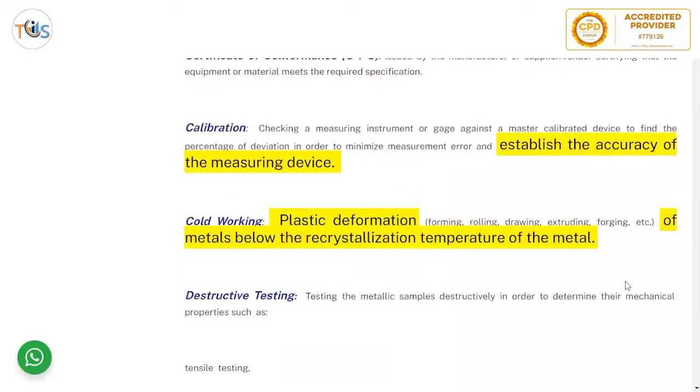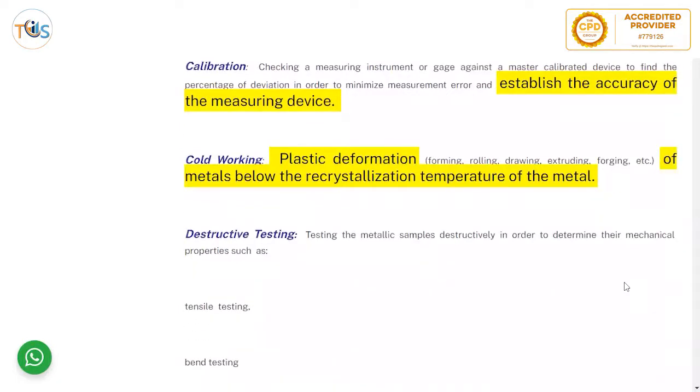Certificate of conformance: issued by the manufacturer or supplier certifying that the equipment or material meets the required specification. For example, it might be a material report, or it might be the whole vessel. It is built according to ASME Section 8, ASME U stamp, or any code or specification that is in the contract.